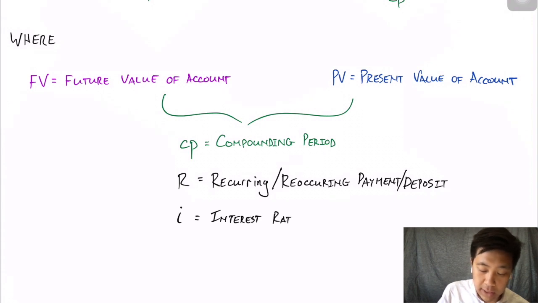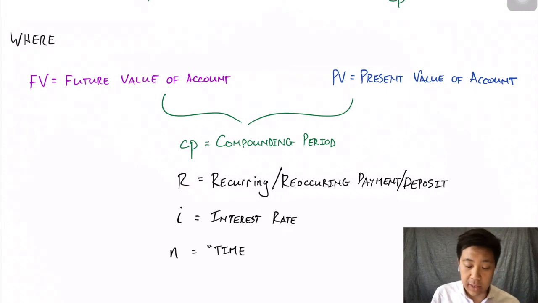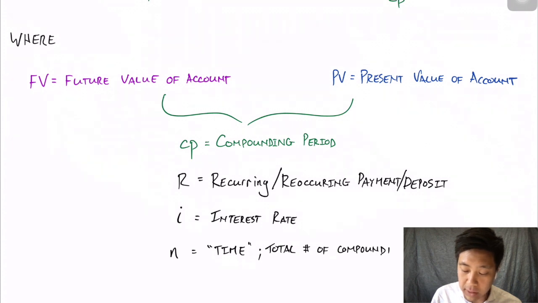And then N is essentially time. Again, I'll write it in quotation marks, so that's the easiest notion to think of it. Formally, though, it is the total number of compounding periods. So not the compounding period itself, just the number of compounding periods. Okay. We won't get into it in this video because there has to be a separate one, otherwise the content becomes way too lethargic and long and tedious.